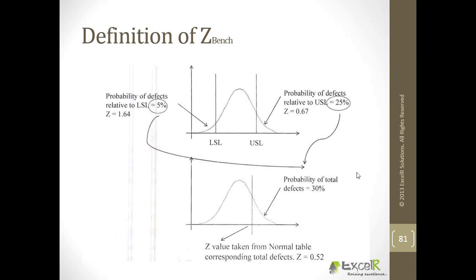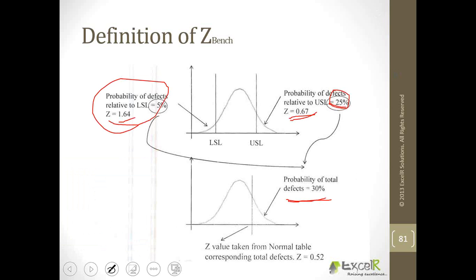All right. So let us discuss the definition of Z bench. By default, these are the values that we get. So let me highlight those. Probability of defects relative to LSL, that is 5%. You get a Z value of 1.64. Probability of defects relative to USL, that is 25%. You get a Z value of 0.67.